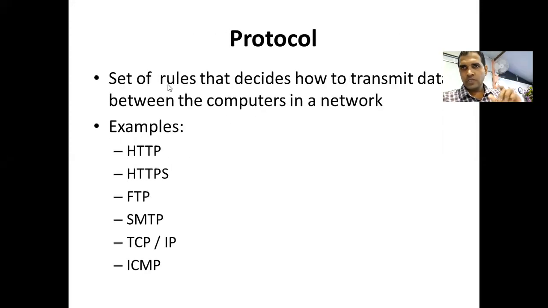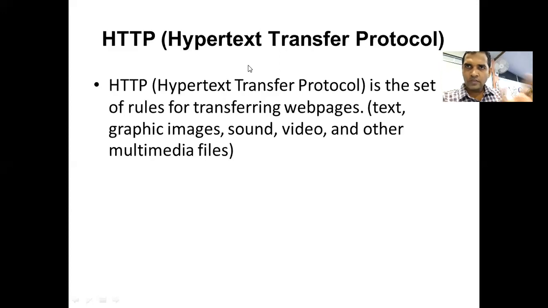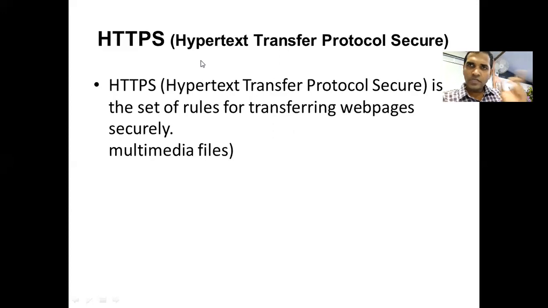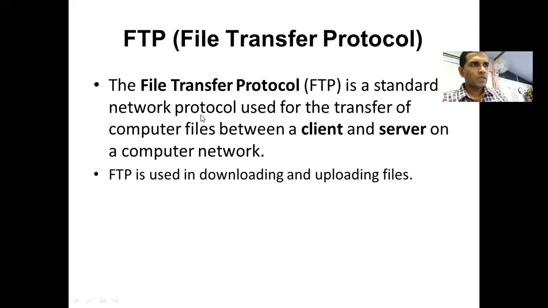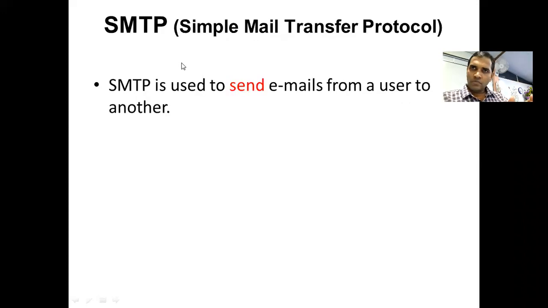A set of rules for exchanging information on a network are protocols. We have many, but I have listed some of them. HTTP is for exchanging hypertext documents. HTTPS is almost similar to HTTP, but here it is a secure data transmission. FTP is for exchanging files from server to client or client to server. In short, FTP is for download and upload purposes. SMTP, as the name implies, is for transferring simple mails, so electronic mails.